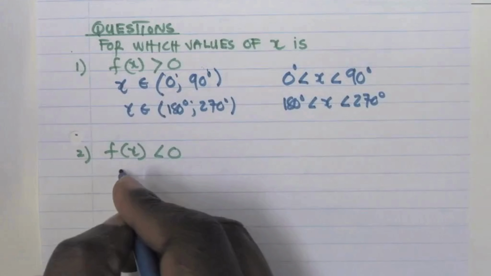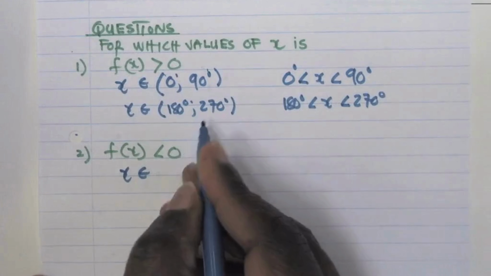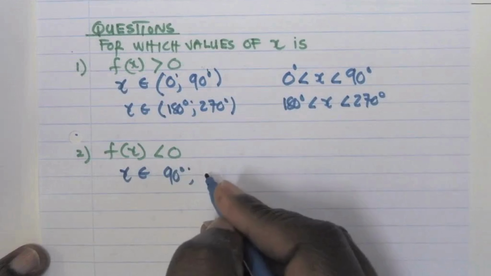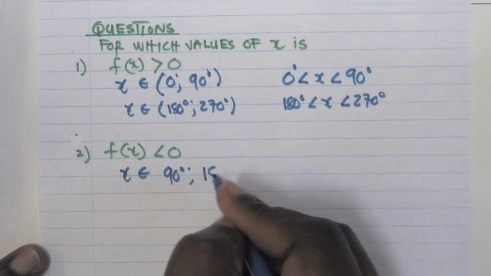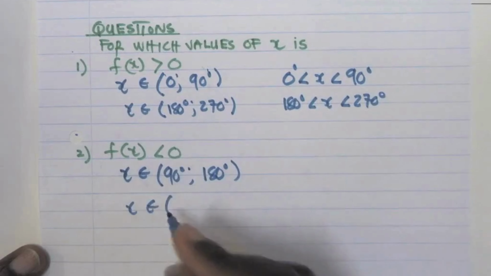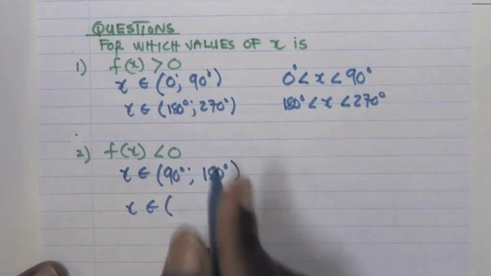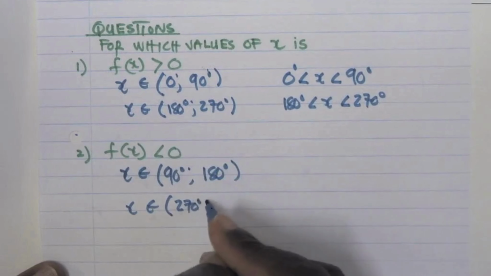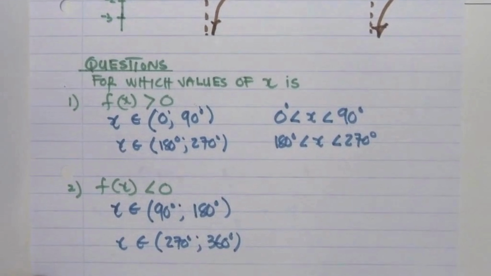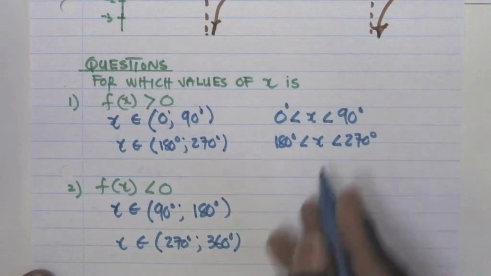So let's write down our answers. From 90 degrees to 180 degrees, that's the first section. And then the other section is from 270 degrees to 360 degrees. And again, I can write down my answers using the inequality notation.